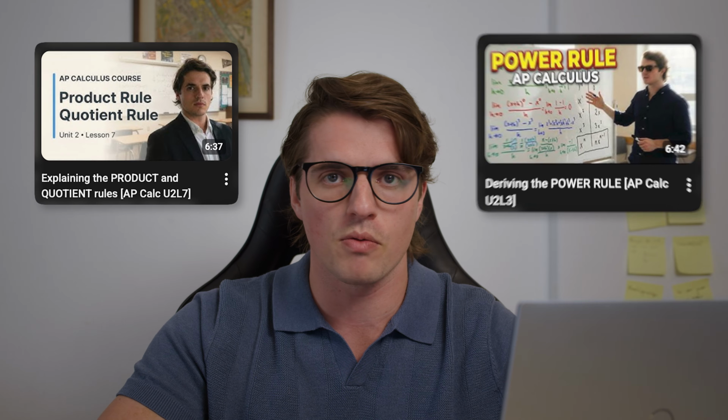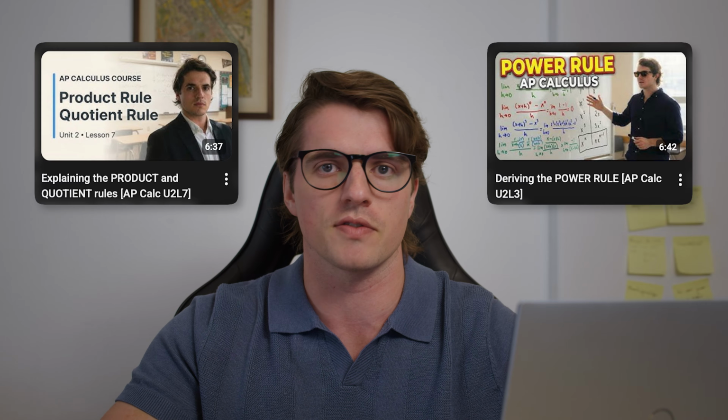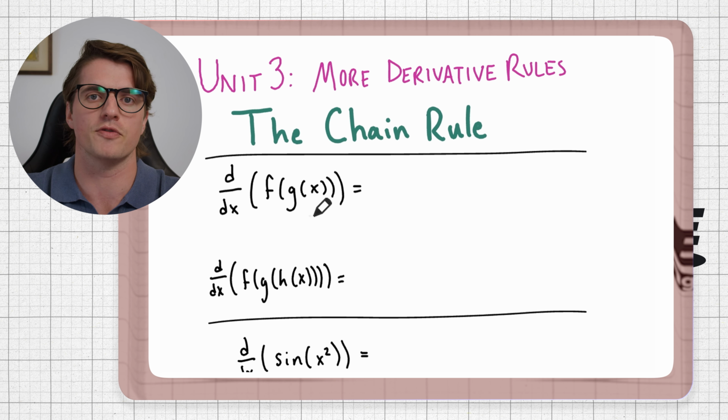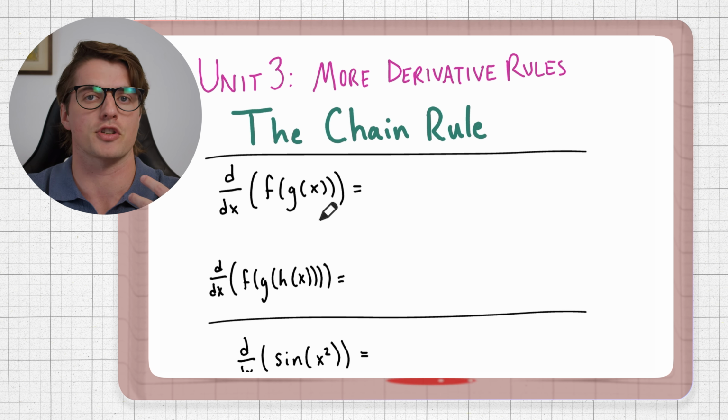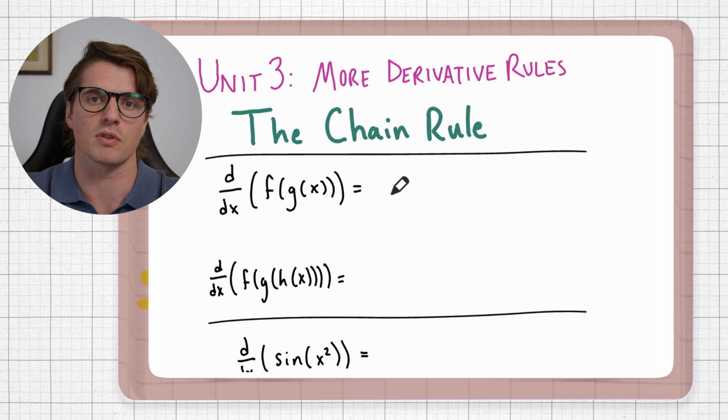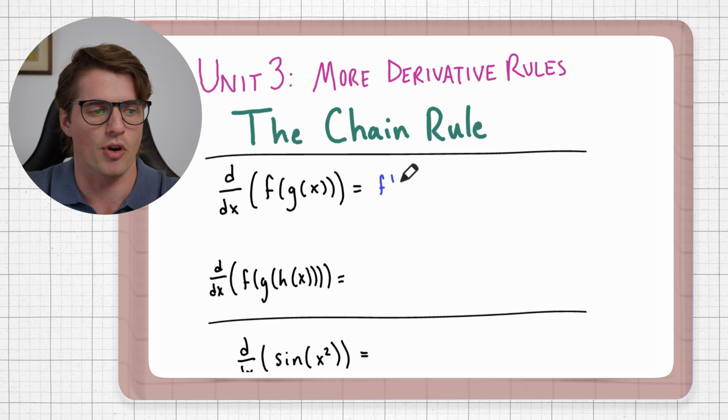So we've already learned the product rule, the quotient rule, the power rule, rules for exponential derivatives. But today we're going to learn about the chain rule, which is when we have a function within a function. So just with notation to start, we have f of g of x. So there's a function g inside of f of x. When we take that derivative, we have f prime of g of x.